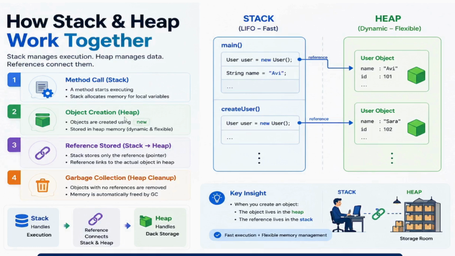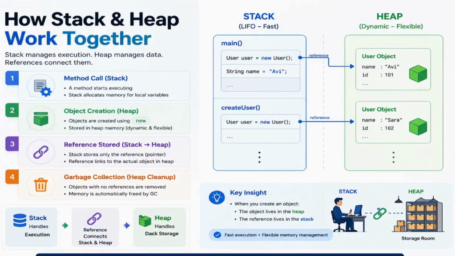Now, inside that method, if you create any object using new, that object is stored in the heap because heap is meant for storing objects. And the next is reference connection. Now, this is the key part. Okay, the stack doesn't store the full object. Instead, it stores a reference, which is basically the address of that object in the heap. So whenever the method needs the object, it goes through this reference.